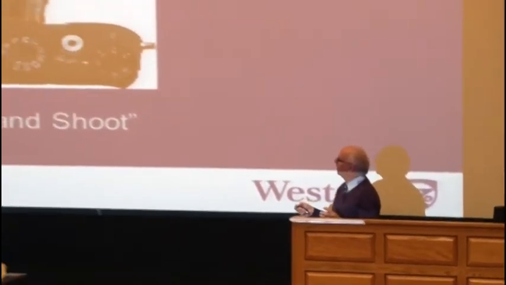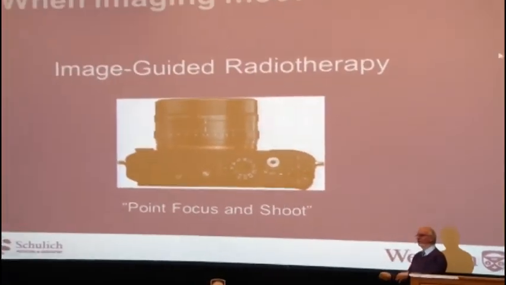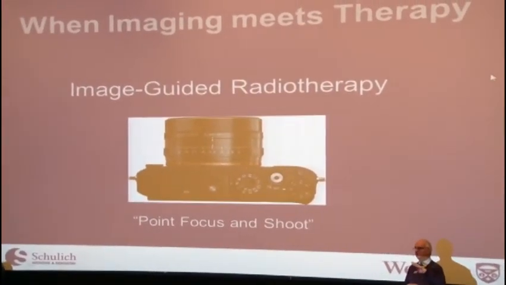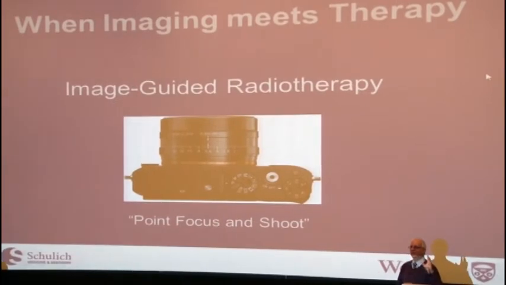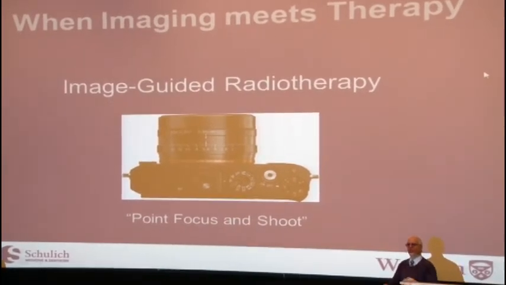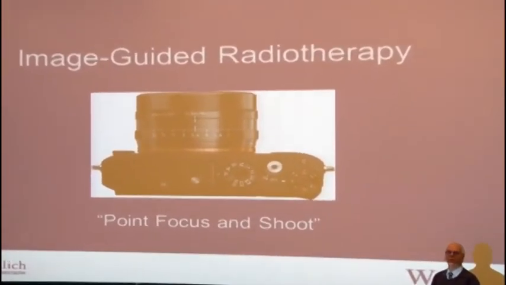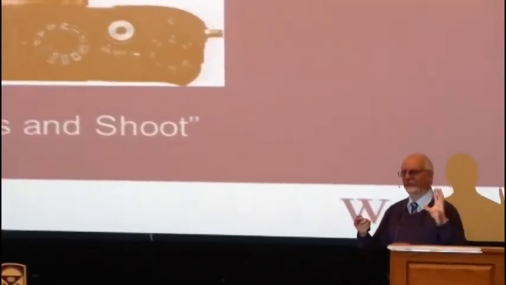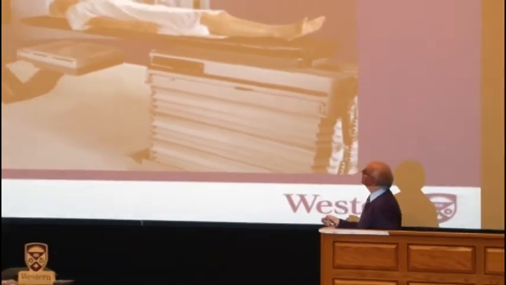And the latest development we have is that technology of image and treat has been adopted now on the other machines that we have at the Cancer Center. Another 8 machines also have a CT scanner built into them now. Before that, everything was done with radiographs for alignment. Now you can do 3-dimensional alignment using these technologies. I like to call that the point, focus, and shoot method of radiotherapy. And that's what a modern machine looks like.